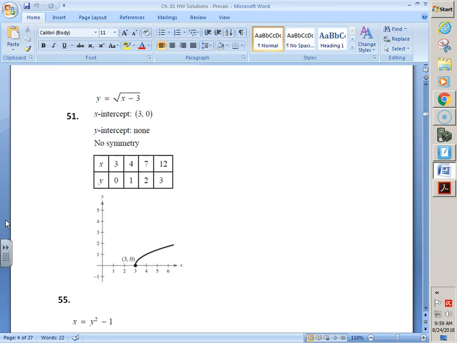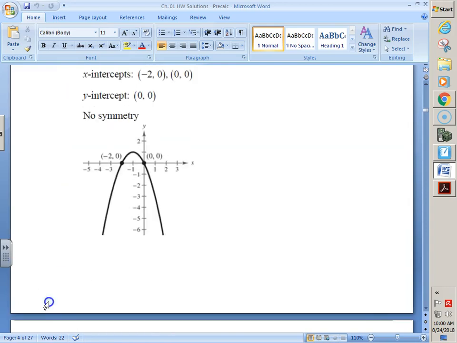Because if you plug in the 0, it's a square root, not just a square root, but a square root of a negative. Yeah, that's imaginary, complex, no y-intercept, and the graph shows that if you graph in your calculator to double check. Let's go back to the parabola real fast. Why is the answer no symmetry?